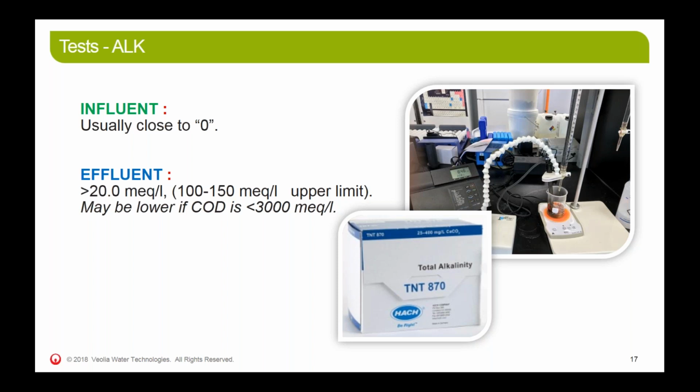The alkalinity test most of you are doing is also a result of the VFA test. On the influent, it's close to 0, unless there's a lot of CIP water coming down or a lot of lime or something like that used in the process. On the effluent, we want at least 20 milliequivalents per liter of alkalinity.